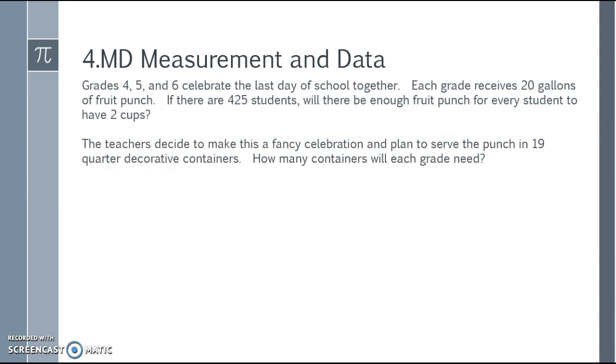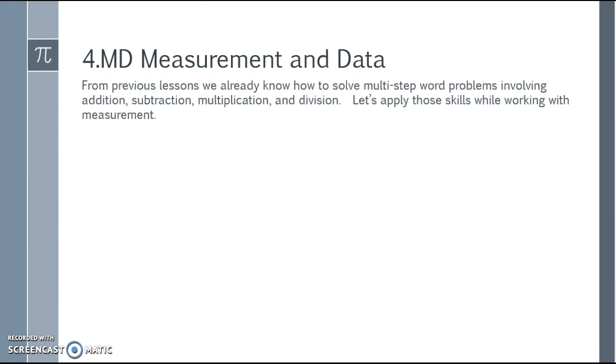Grades 4, 5, and 6 celebrate the last day of school together. Each grade receives 20 gallons of fruit punch. If there are 425 students, will there be enough fruit punch for every student to have 2 cups? The teachers decide to make this a fancy celebration and plan to serve the punch in 19-quart decorative containers. How many containers will each grade need? Okay.